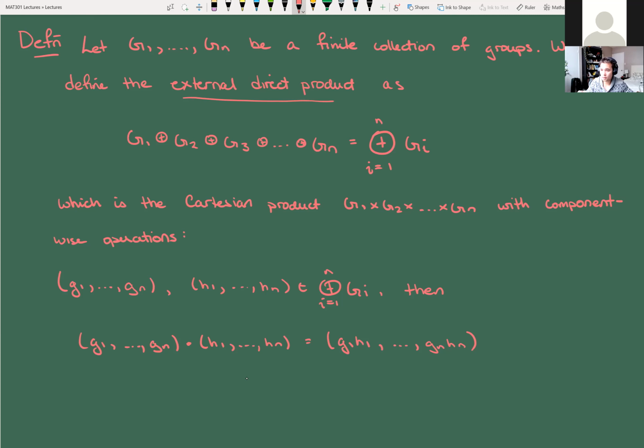And this is very different from something you eventually learn about if you take a more advanced group theory course, called the semi-direct product. In that case, the components interact with each other. But here, it's just component-wise, right?